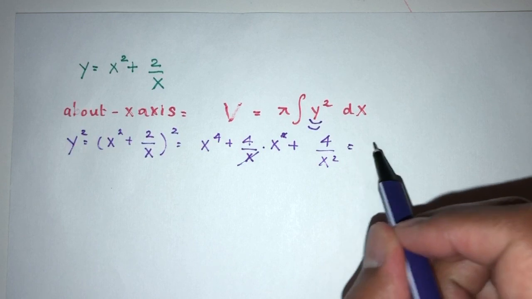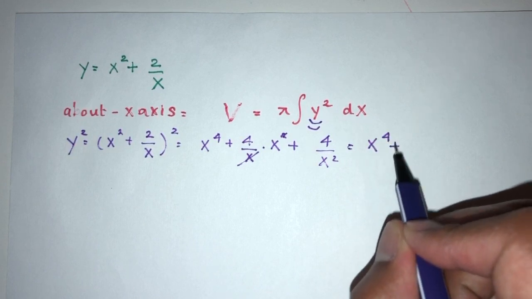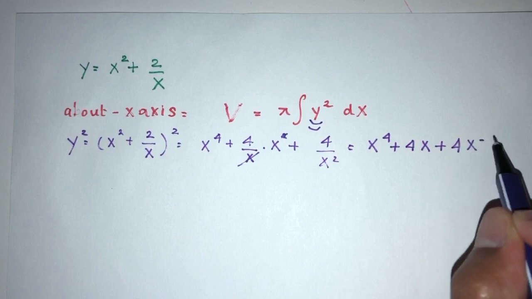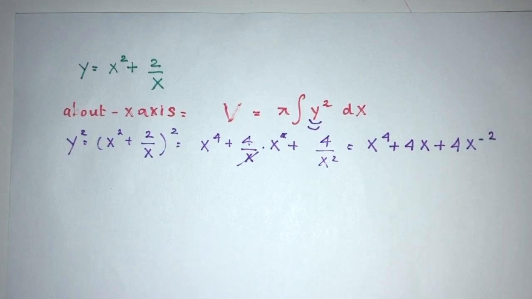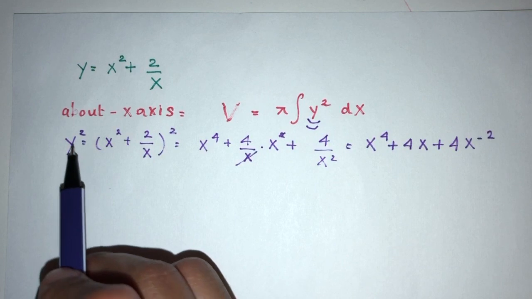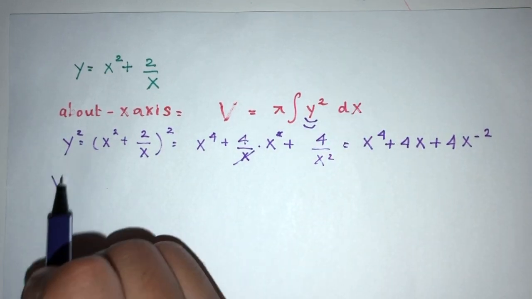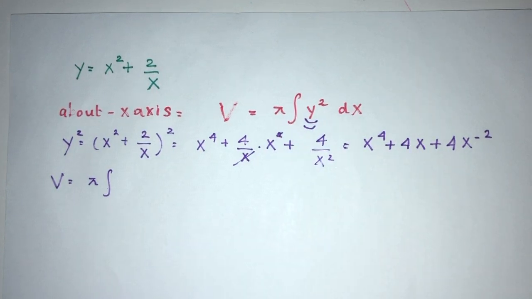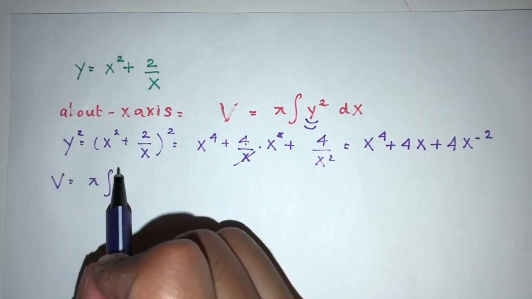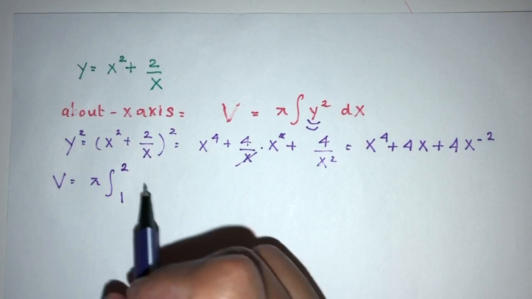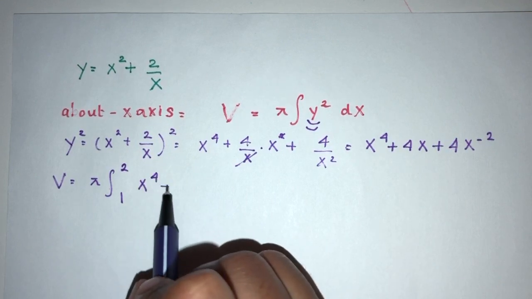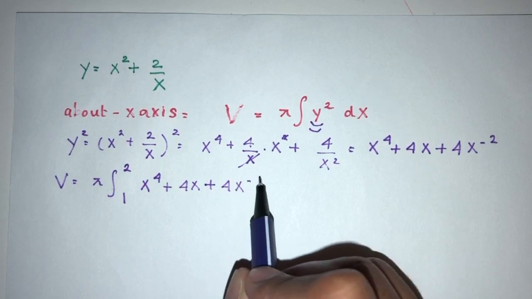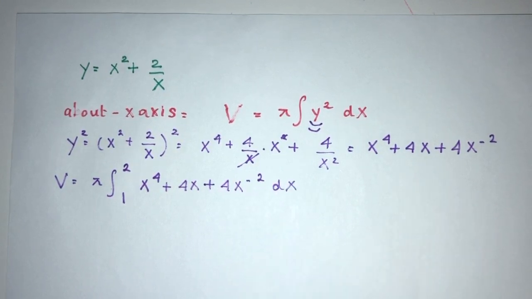As you can see, that will give you x to the power 4 plus 4x plus 4x to the power minus 2. This will be y squared. Replace back in the main equation. You will have volume equals pi integration. The limits have been given to you, the values of x between 2 and 1, right? So you have the integral of x to the power 4 plus 4x plus 4x to the power minus 2 with respect to dx.